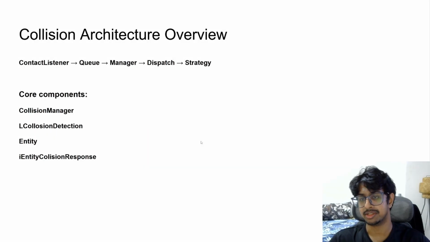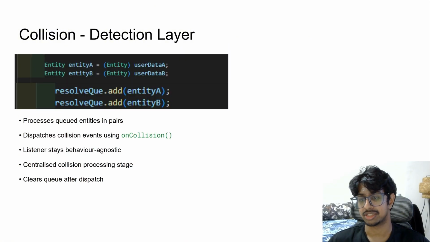Hello, my name is Kamlesh, and I'll be discussing mainly the collision system. The detection stage happens inside beginContact from the Box2D contact listener. Instead of resolving behavior immediately, I first extract the entity objects from the physics bodies using user data. After validating them, I push both entities into a resolve queue. The important part here is that detection only records the interaction. It does not decide behavior or modify positions. This prevents issues that happen when physics objects are changed during callbacks and keeps detection separate from gameplay logic.